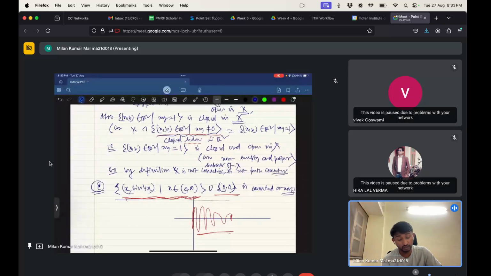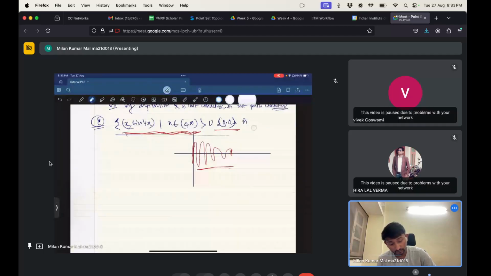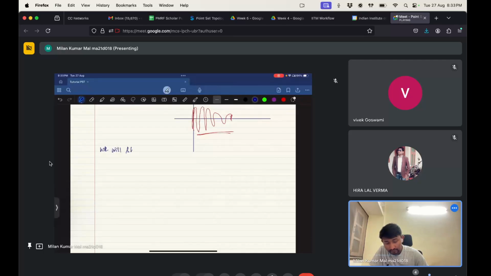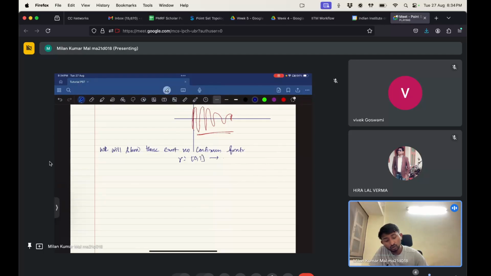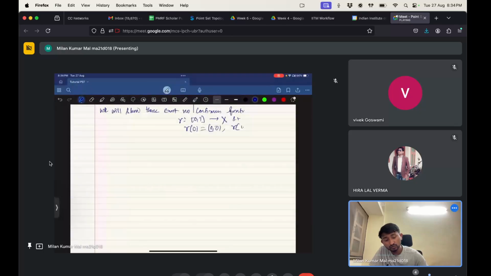The question was path connected or not. Sorry, I was reading connected or not. The set without (0, 0) is path connected, but if I add (0, 0), it will not be path connected. So we will show there exists no continuous function gamma from [0, 1] to the set X such that gamma of 0 is (0, 0) and gamma of 1 is (1, sin 1).